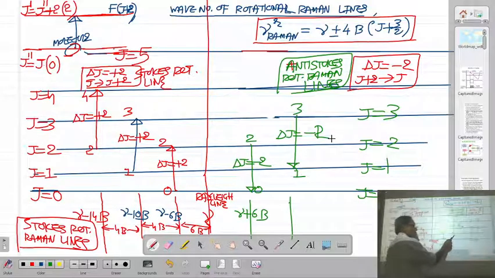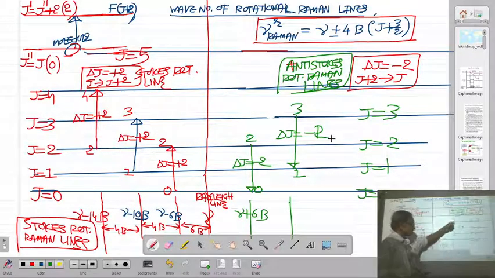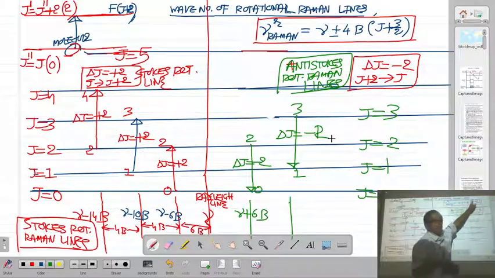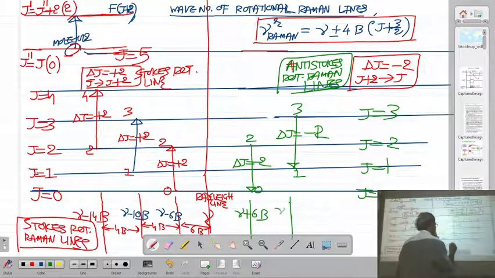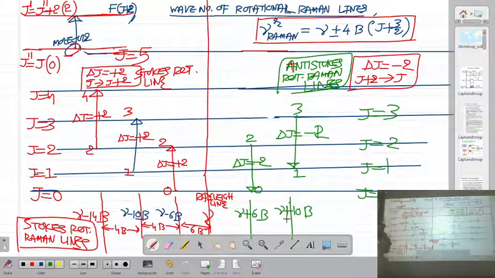What is the lower rotational number? 1. If you put J equal to 1 here, you will get the wave number of the second anti-Stokes rotational line, that comes mu plus 10b. Mu plus 10b.